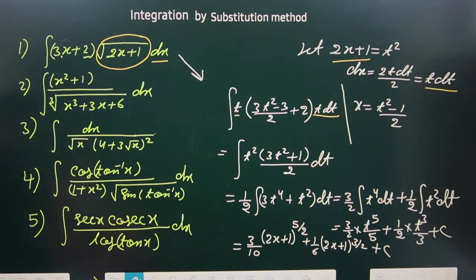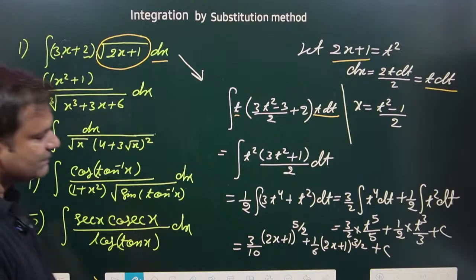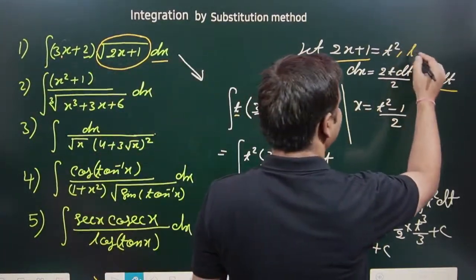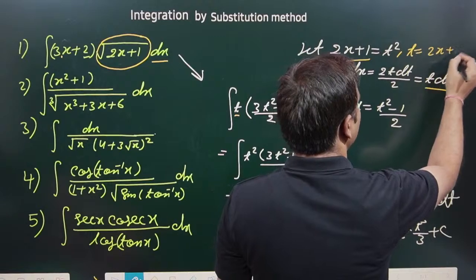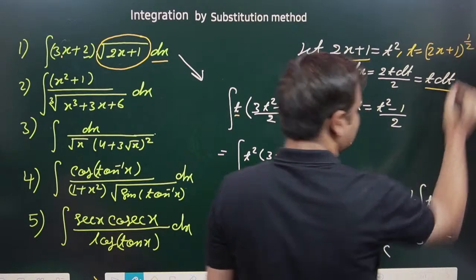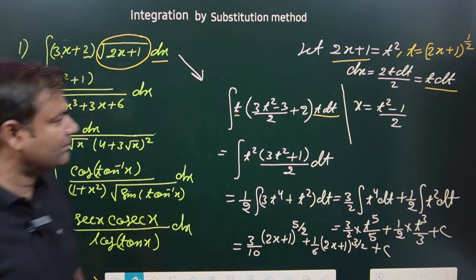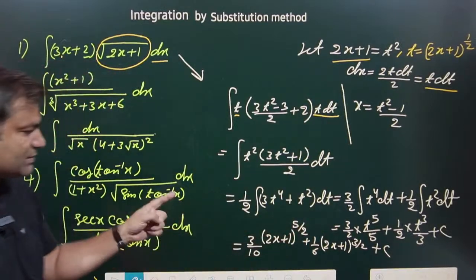Now next problem, very simple. t is replaced by how much? t is replaced by 2x plus 1 to the whole power 1 by 2. I hope the voice is clear. Voice is clear? So is this question clear or not?